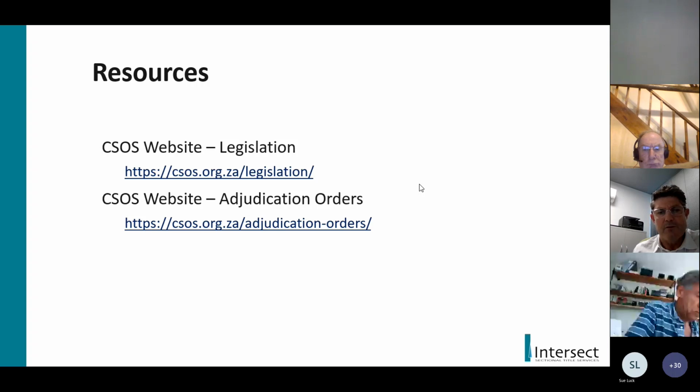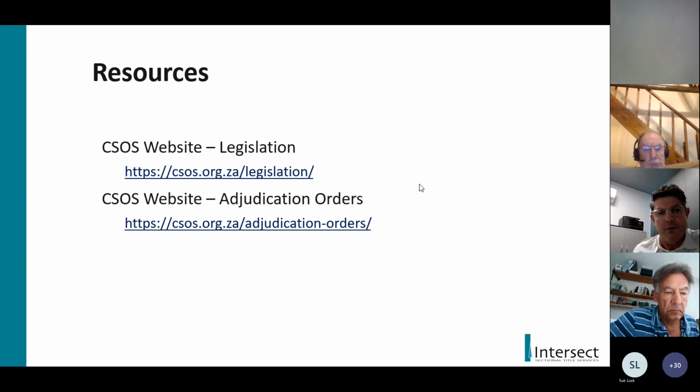Also err on the side of caution with regard to CSOS's practice directives, because they do issue practice directives which sometimes are actually not enforceable. Remember that practice directives given by CSOS still need to comply with legislation, the various acts applicable to community schemes. CSOS is not a bad idea, and it's good that there is a body like this, but there are unfortunately quite a lot of issues with CSOS.